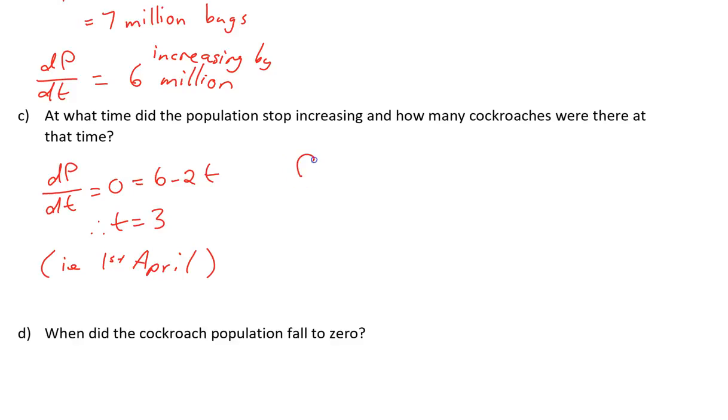What is the population at that time? Well, my population is described as 7 plus 6 lots of 3 minus 3 squared. So this is 18 minus 9, which is 16 million cockroaches. Now, because the population was going up until this point, and then it is going down, this is going to be the high point of the population. There will never be more than 16 million according to our model. So on the 1st of April, we hit a maximum of 16 million cockroaches.